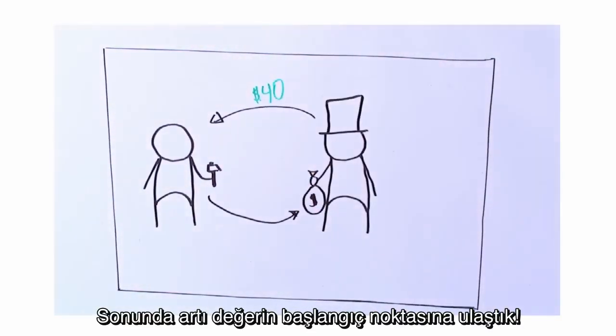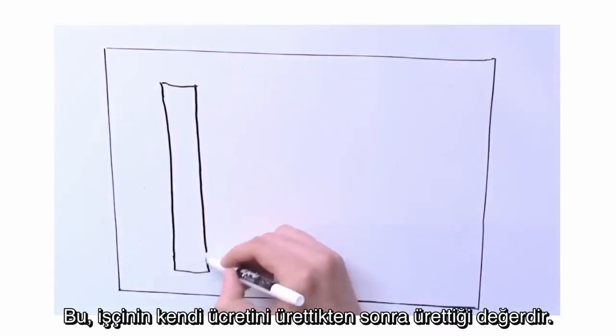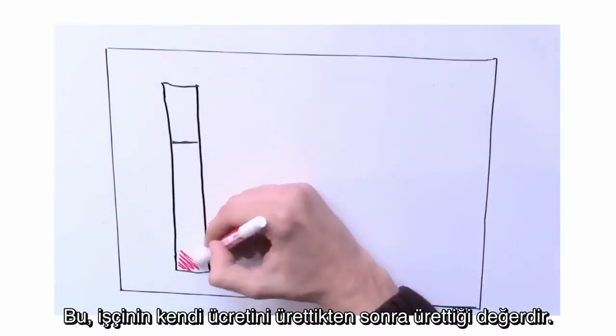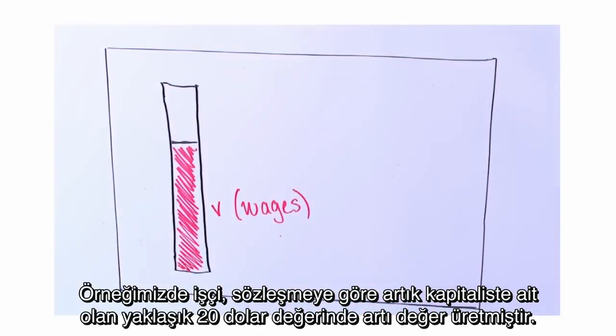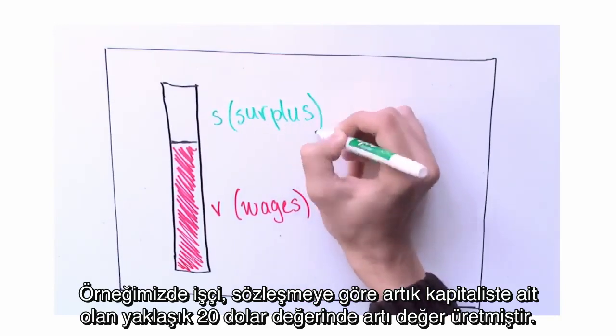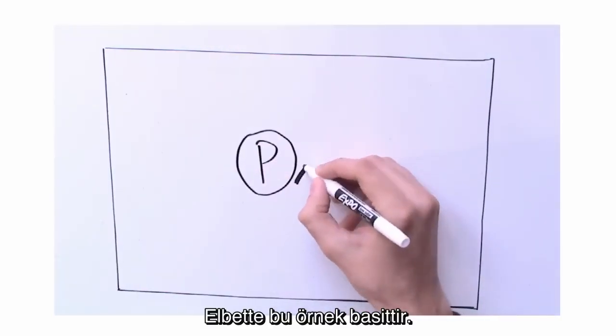Finally, we have arrived at the origin point of surplus value. It's the value produced by the worker after he or she has produced the value of his or her wages. In our example, the worker produced about $20 worth of surplus value, which, according to the contract, now belongs to the capitalist. Of course, this example is simplistic.